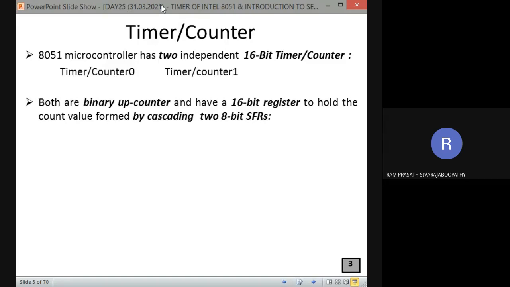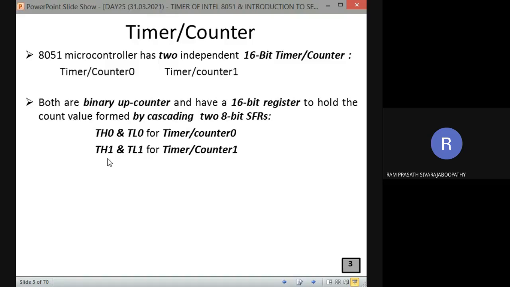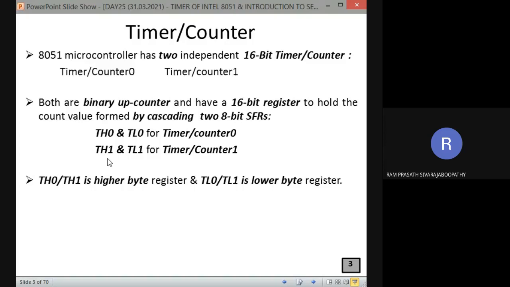Both are binary up counters, and each has a 16-bit register to hold the count value. So what are the two registers we are going to use as a 16-bit register? For timer 0, we have two registers, TH0 and TL0. Combined, they give a 16-bit value. To load a 16-bit value, you have to load the lower byte in TL0 and the higher byte in TH0. Similarly, for timer 1, TH1 is the higher byte register and TL1 is the lower byte register.